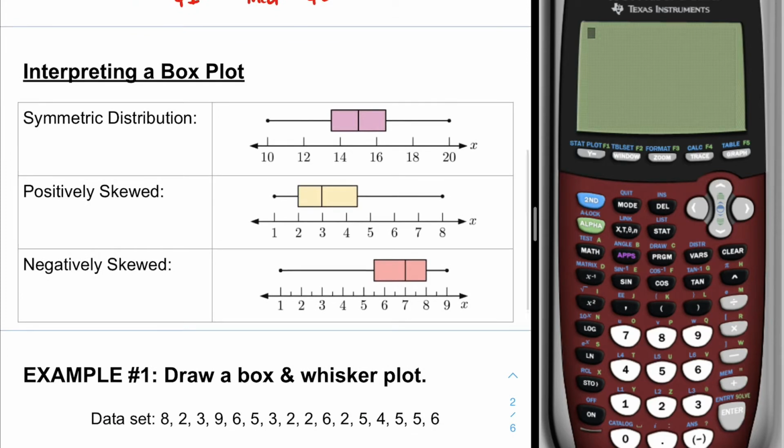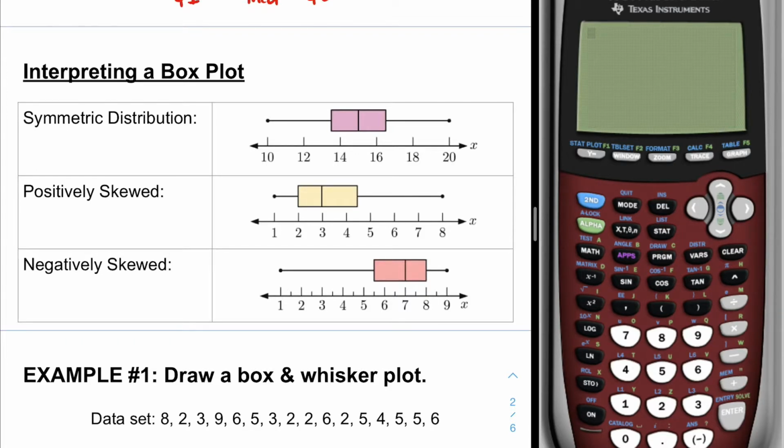So, interpreting a box plot. Remember when we have things that are positively skewed and negatively skewed when we're talking about histograms? Same thing with your box plot. Anytime it looks pretty much even on the left and the right as far as your whiskers and your box, then you already know that it's going to be symmetric. Okay, that is pretty much going to be identical almost.